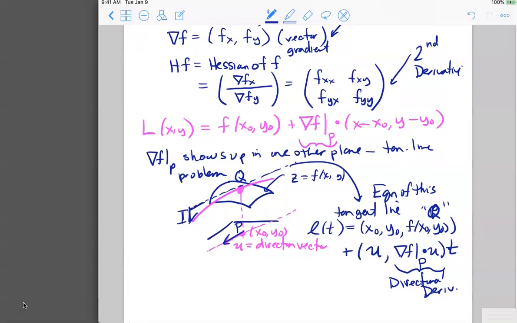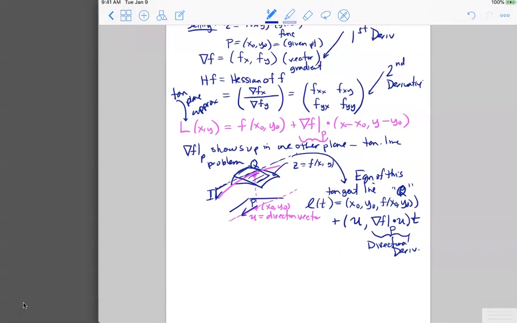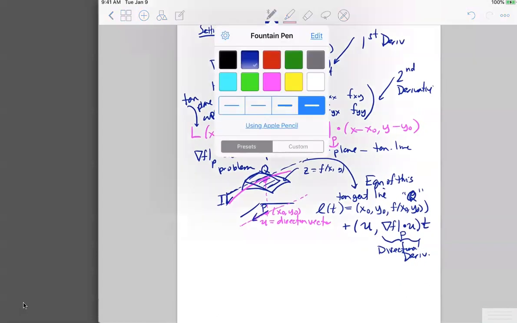Okay, so that's the two places where the gradient shows up. One in terms of a tangent plane, a linear approximation, the tangent plane approximation of the function, which will actually be a plane. But then we also have the linear approximation called the tangent line. The next thing we needed was to move to the second derivative.